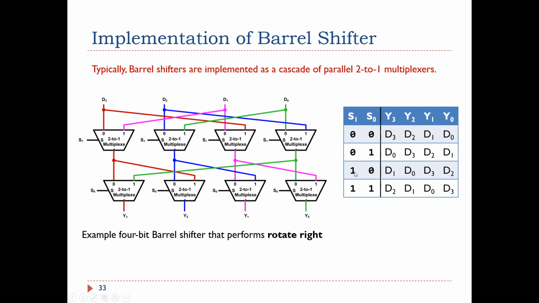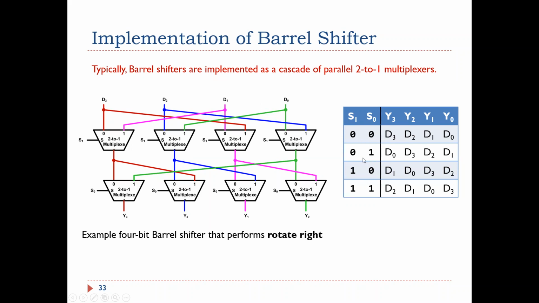When we are doing 1 0, that means 2 times of rotate right, and 1 1 means 3 times of rotate right. So here you can see that if you do 0 times of rotate right, the output will be exactly like the input. So the output will be D0, D1, D2, D3. That's basically the input also. So input and output will be exactly the same because we have 0 times of rotate right.